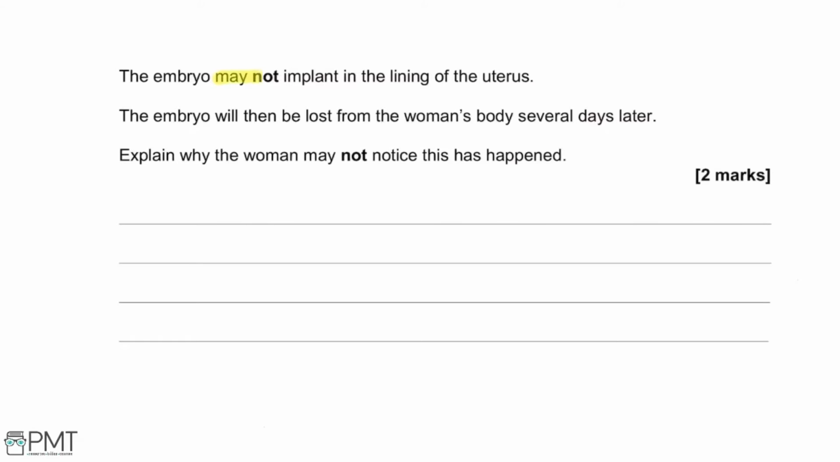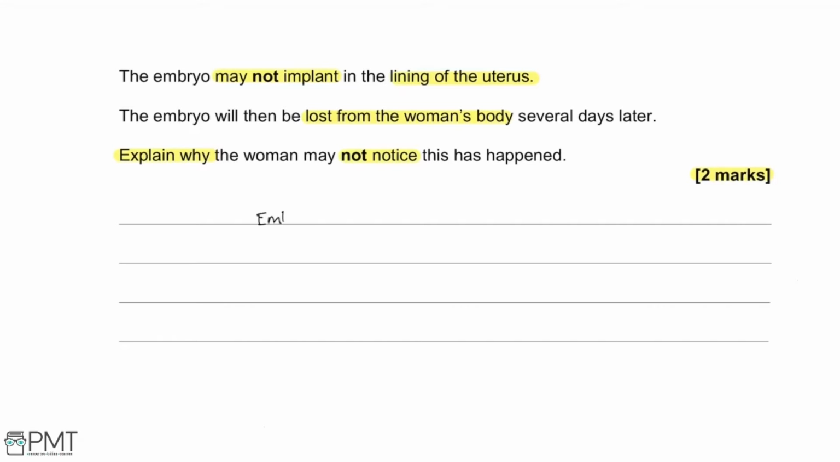The embryo may not implant in the lining of the uterus. The embryo will then be lost from the woman's body several days later. Explain why the woman may not notice this has happened, and this question is worth 2 marks.